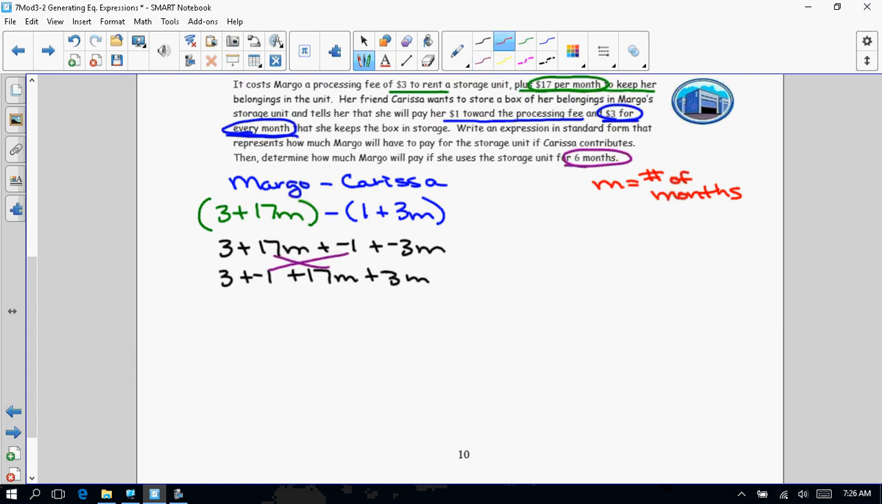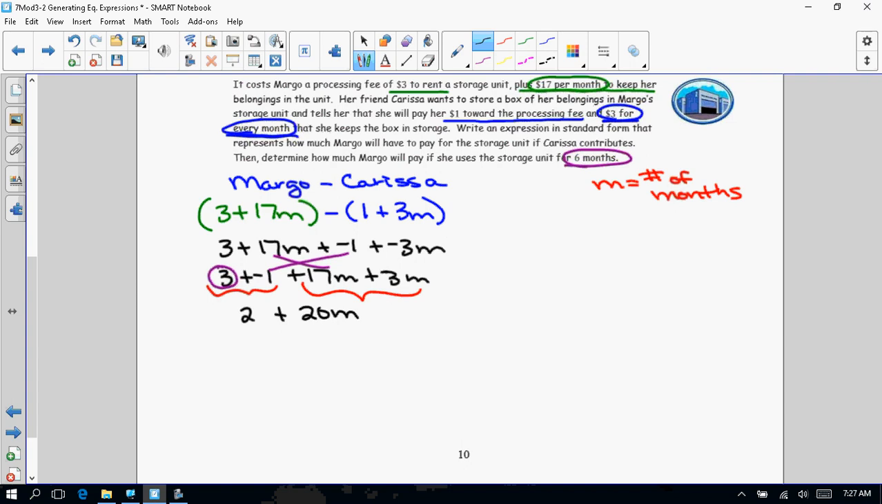All right, I'm going to combine my whole numbers, my constants. 3 plus -1. 3 is bigger, so I'm going to subtract them, and I'm going to get 2 plus, and now I'm going to add the ones with the variables on it. 17M plus 3M is 20M. Okay, simplified it, nice and easy.